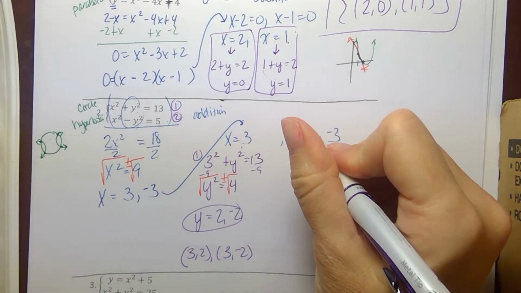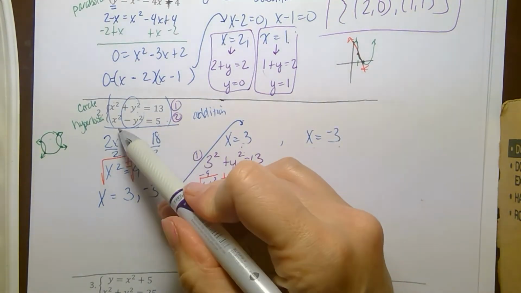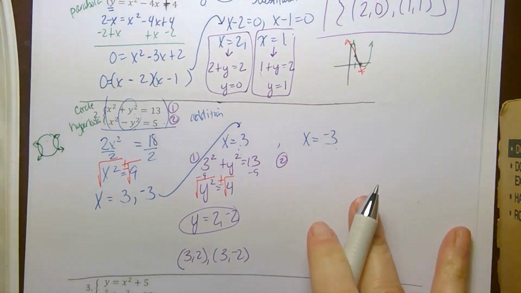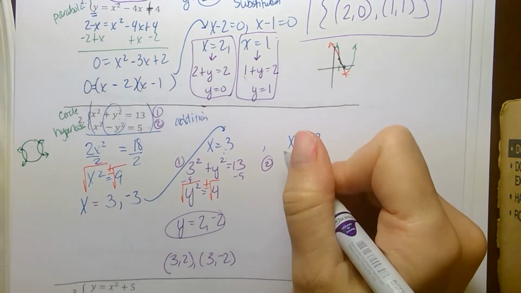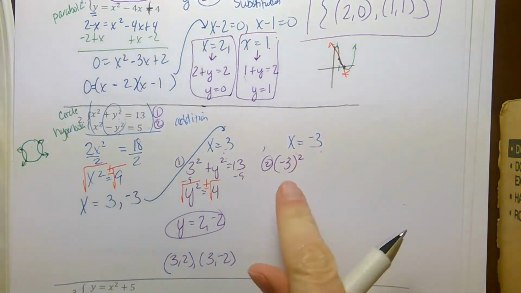All right, now let's do x equals negative 3. We're going to plug into the second equation just to switch it up a little bit. Negative 3 squared, remember when I square it, I'm squaring that negative 3.